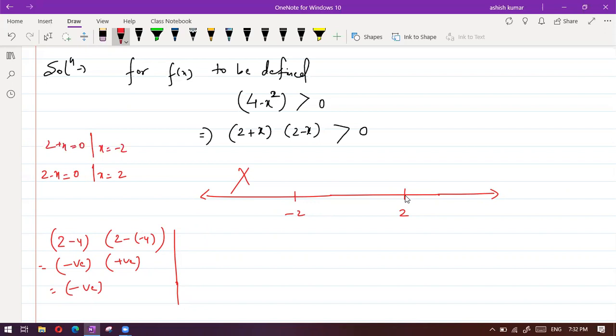Tell me a value, Ruchita. 0. Put the 0 value. 0 plus x is equal to 0. Let's see the behavior. 0 plus 2 plus 0 will be 2, and 2 minus 0 will be 2, right? So 2 into 2 is 4, and it is definitely greater than 0. So this part will be taken. So tick mark.